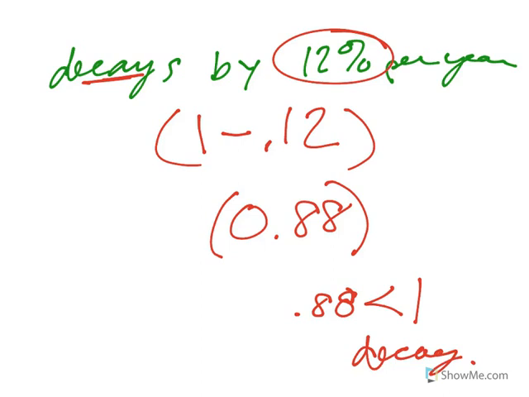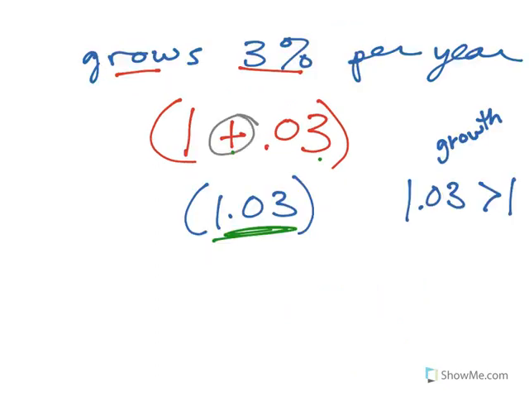So that's the idea of the change factor. It could be a growth factor, it could be a decay factor, but it always starts with 1, and then you add or subtract based on whether you are growing or decaying. Pay attention to the wording, it matters.